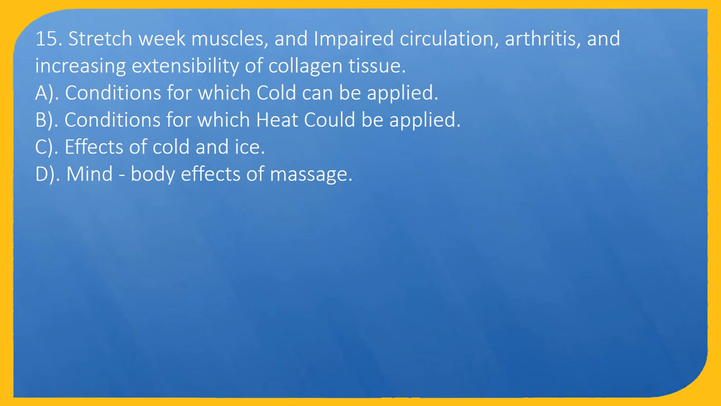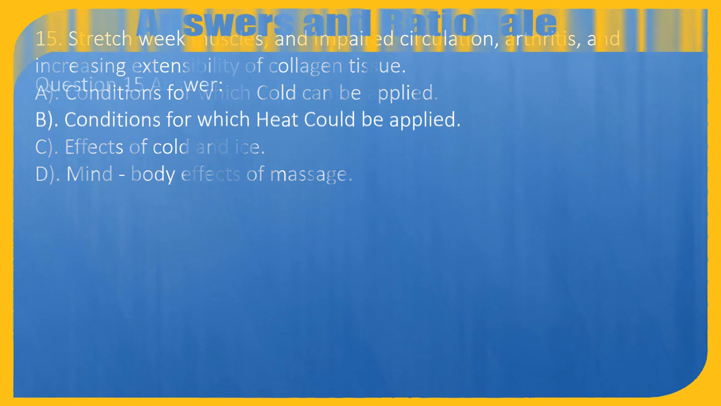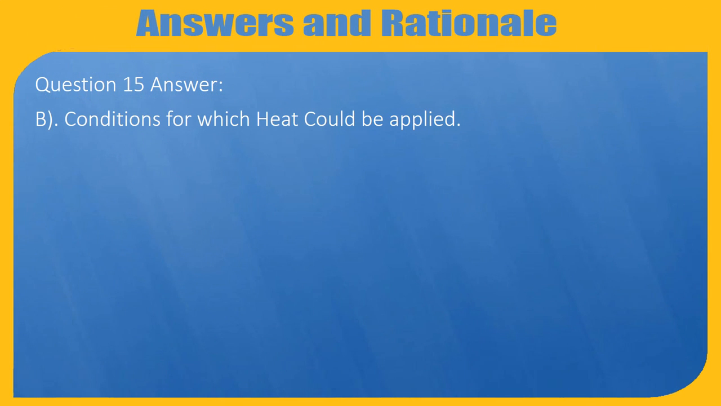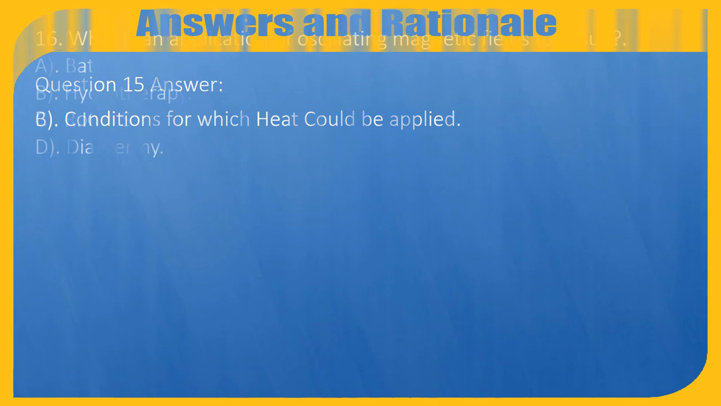Question 15. Stretch weak muscles, impaired circulation, arthritis, and increasing extensibility of collagen tissue. A. Conditions for which cold can be applied. B. Conditions for which heat could be applied. C. Effects of cold and ice. D. Mind, body effects of massage. Question 15. Answer B. Conditions for which heat could be applied.